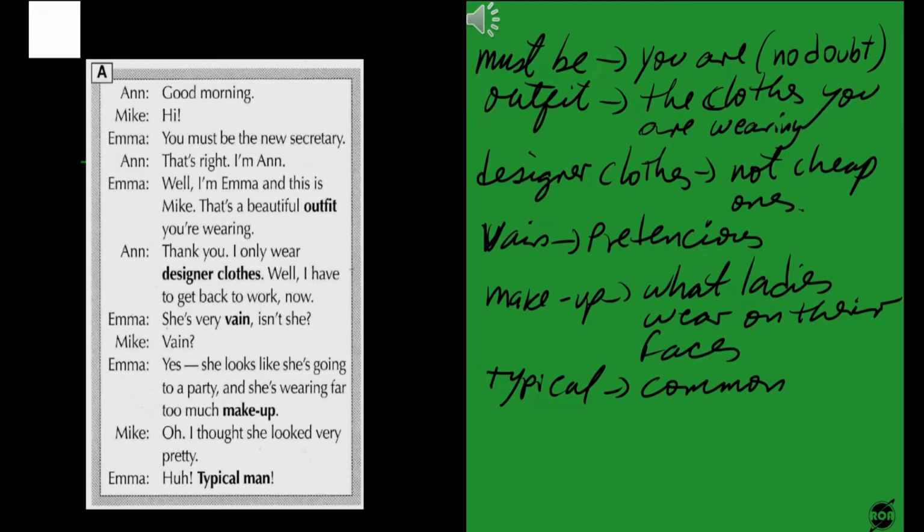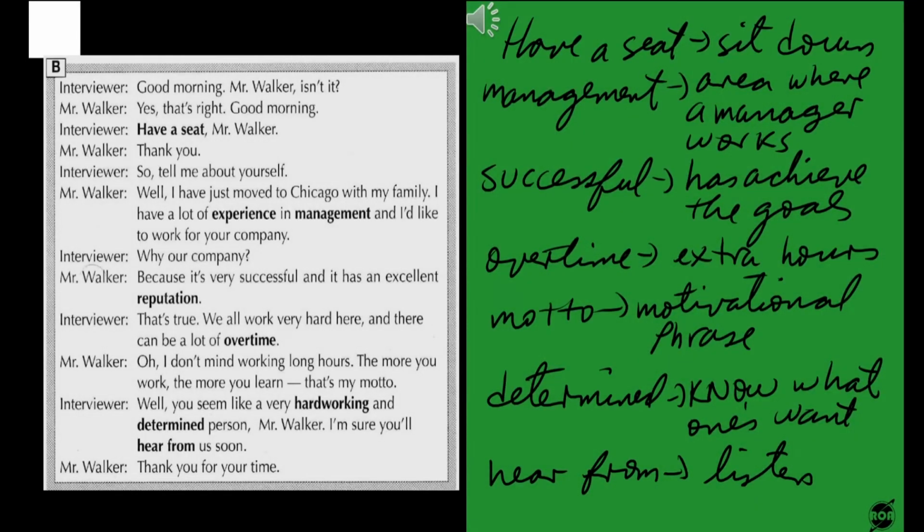Okay, and then makeup, it's what you ladies wear on faces. When you have, for example, lipstick or mascara, all this stuff. And then typical refers to common. Okay, now we're gonna get started with the next conversation.